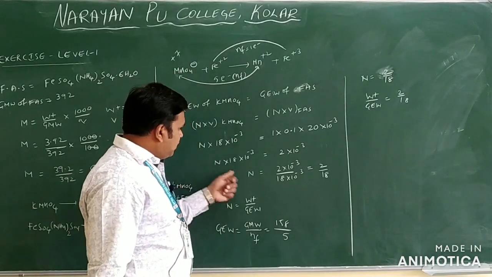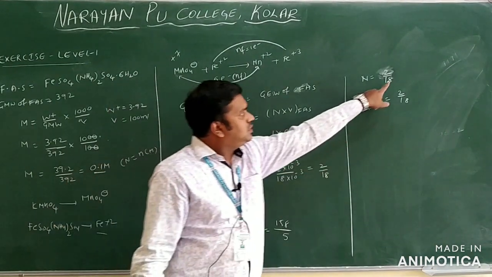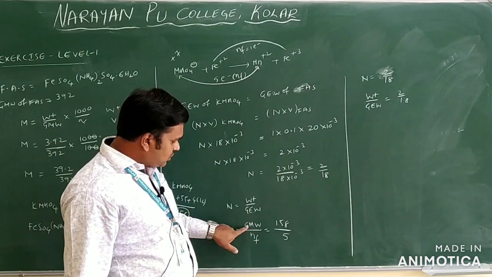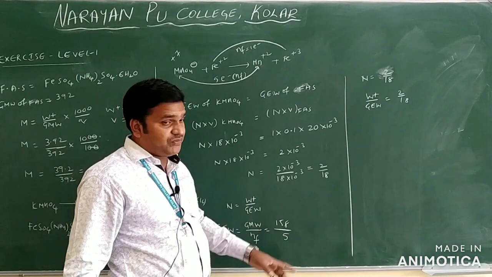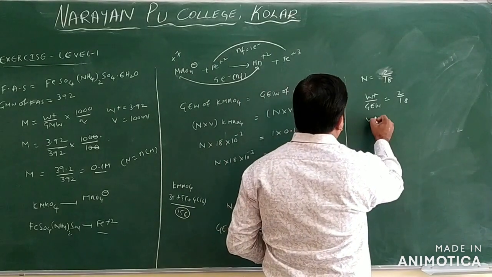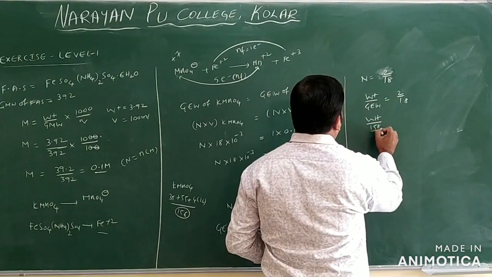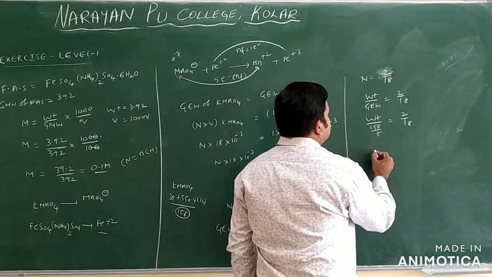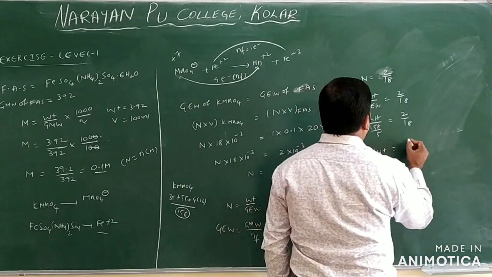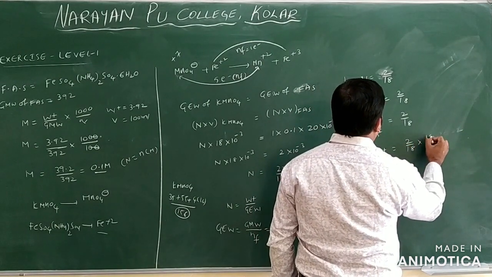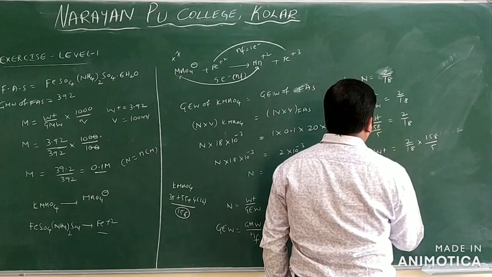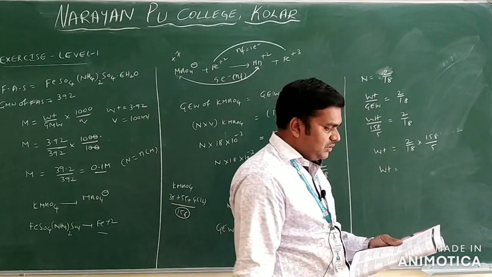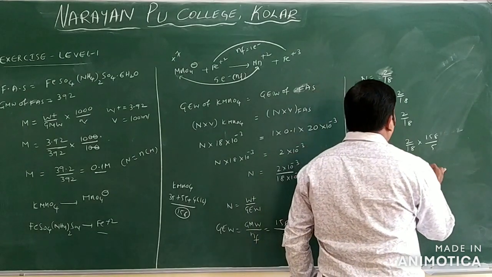So already we have the value of normality, that is 2 by 18 only. But what is the normality formula here? Weight by gram equivalent weight. Gram equivalent weight is equal to gram molecular weight by n factor, that is 158 by 5 only. Now I will write here weight by 158 by 5 is equal to 2 by 18 only. So weight is equal to 2 by 18 into 158 by 5 only. If you simplify this, you will get 3.476 only.